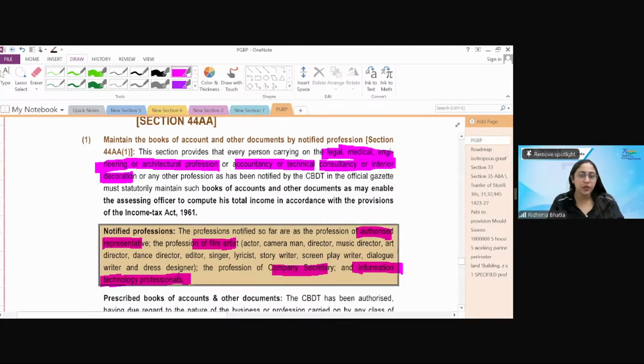Okay. Now for these specified professions, there is no limit. You have to maintain your books of accounts no matter what. And you have to keep such books of accounts at a prescribed place where you are conducting your business.